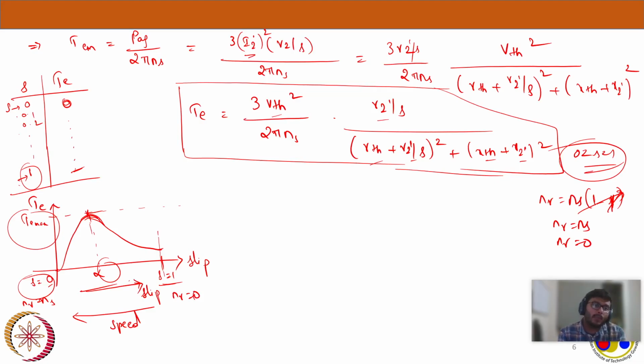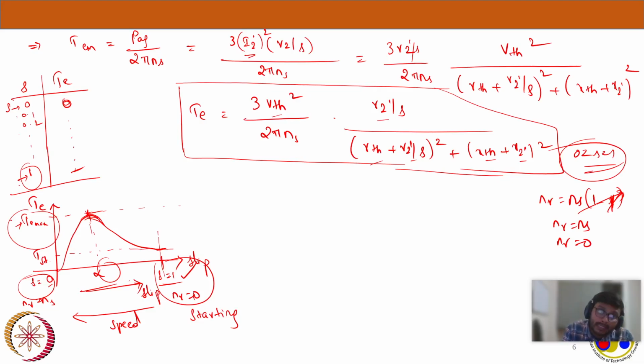Now, the point is, this condition is the starting condition, and whatever torque is available here is what you call the starting torque, T_st, and this is T_e max. Whenever you come across a problem where you want to calculate the starting torque, you just substitute s equals 1, solved. You can get the starting torque.